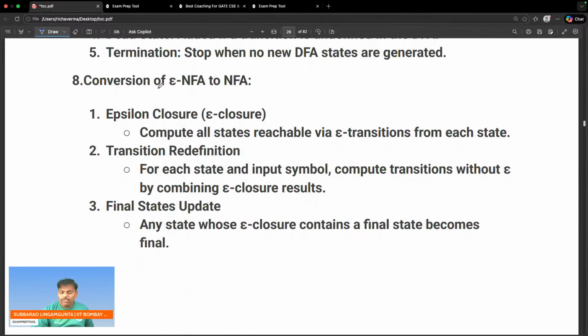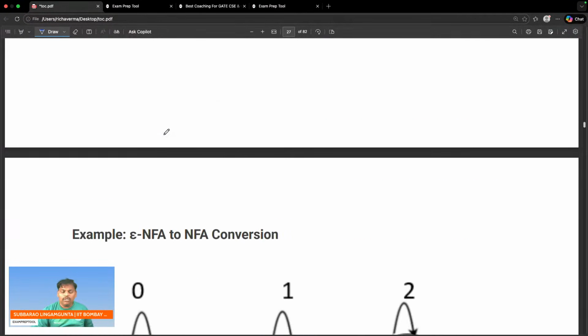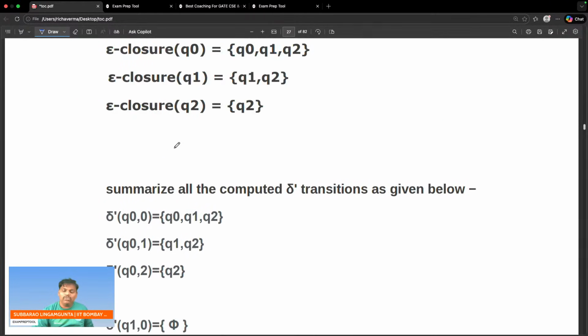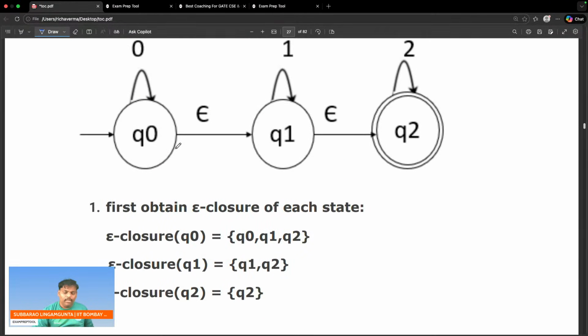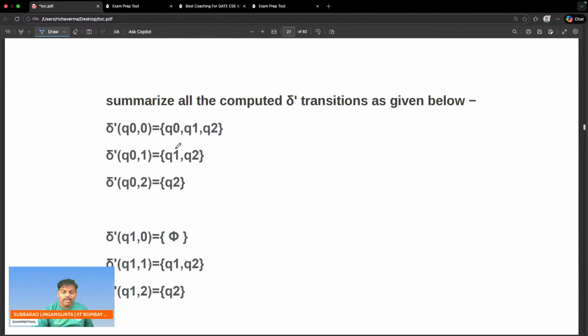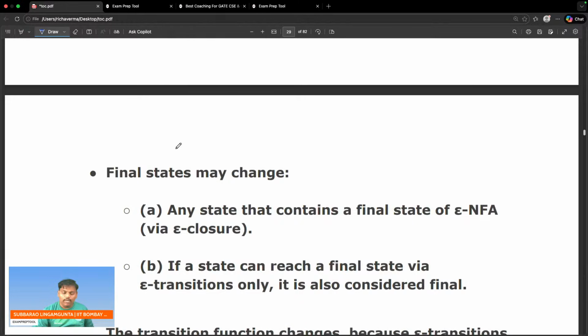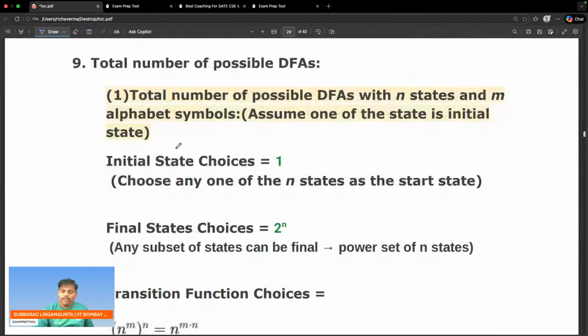Next one, epsilon-NFA to NFA. That conversion also, no one will ask you. For your convenience, you can read it one time. Most probably no one will ask. You can check one time.